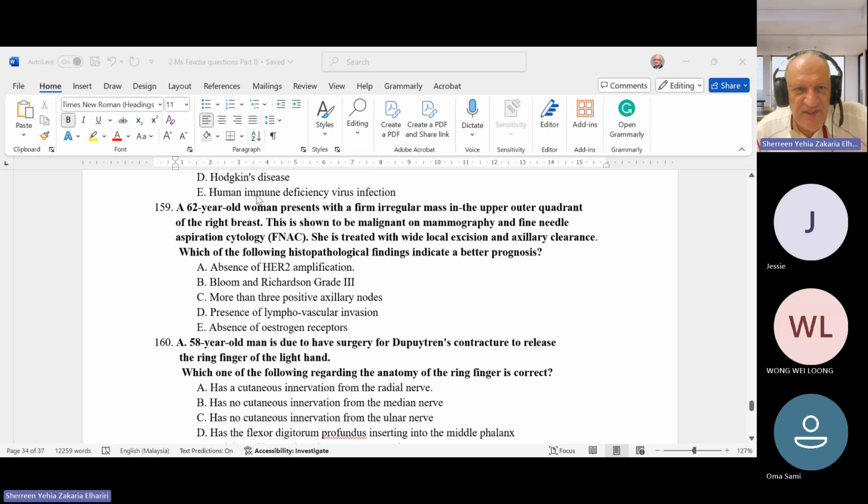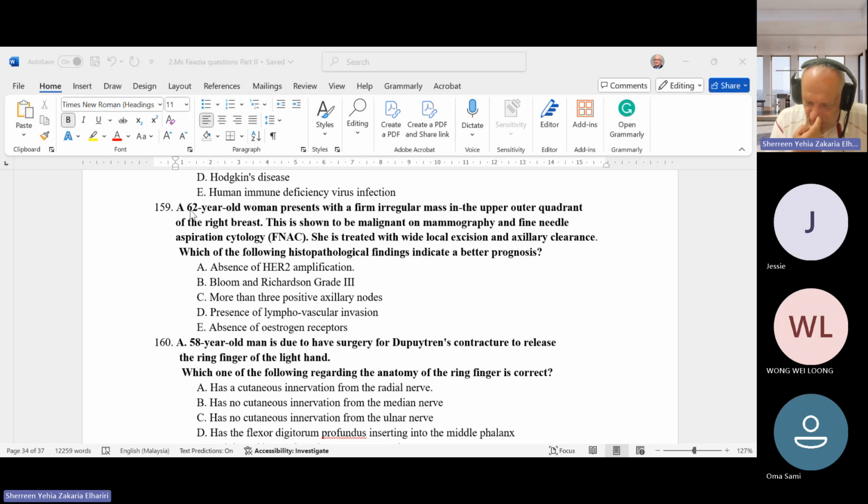Next question, there is some debate. I will just show you the difference. It's a 62-year-old woman presented with a firm irregular mass in the upper outer quadrant of the right breast, so it is some kind of malignancy. It shows malignant on mammogram and fine needle aspiration cytology. She is treated by wide local excision and axillary clearance. Which of the following histological findings indicates better prognosis?